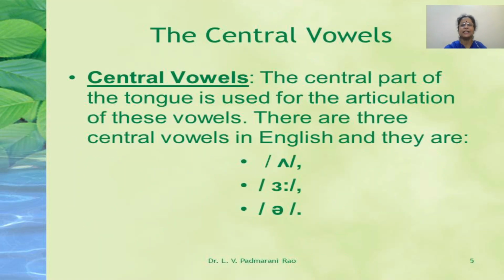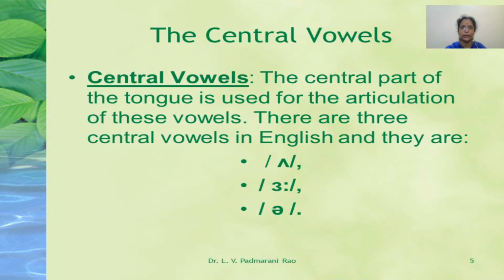The central part of the tongue is used for the articulation of these vowels, and hence the sounds are called the central vowels. There are 3 central vowels in English. All the 3 sounds are quite easy for us because Sanskrit derived Indian languages have got 2 important sounds correlating to them. The first sound correlates with the sound as in ananasata. And the second sound correlates with a sound of Marathi.